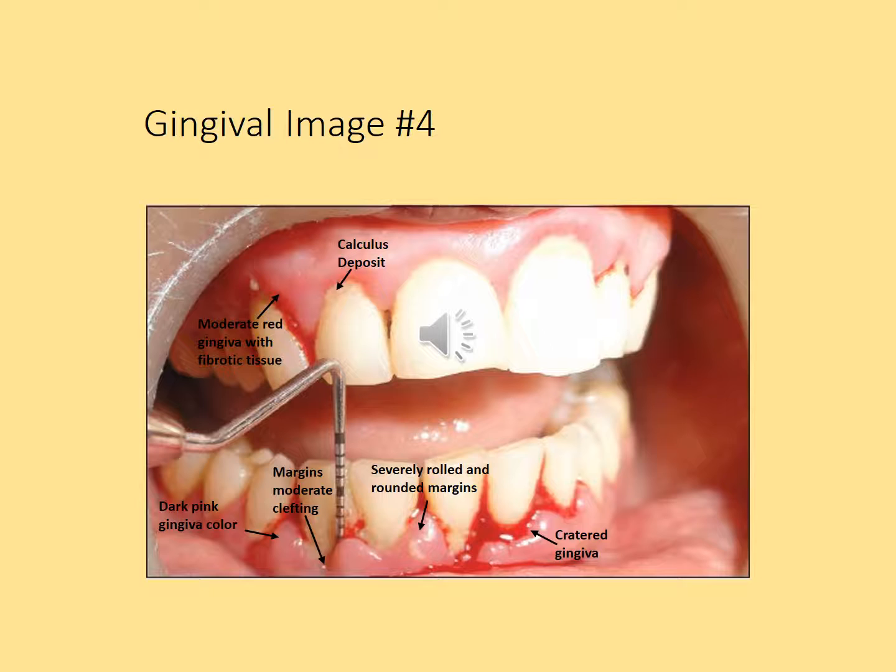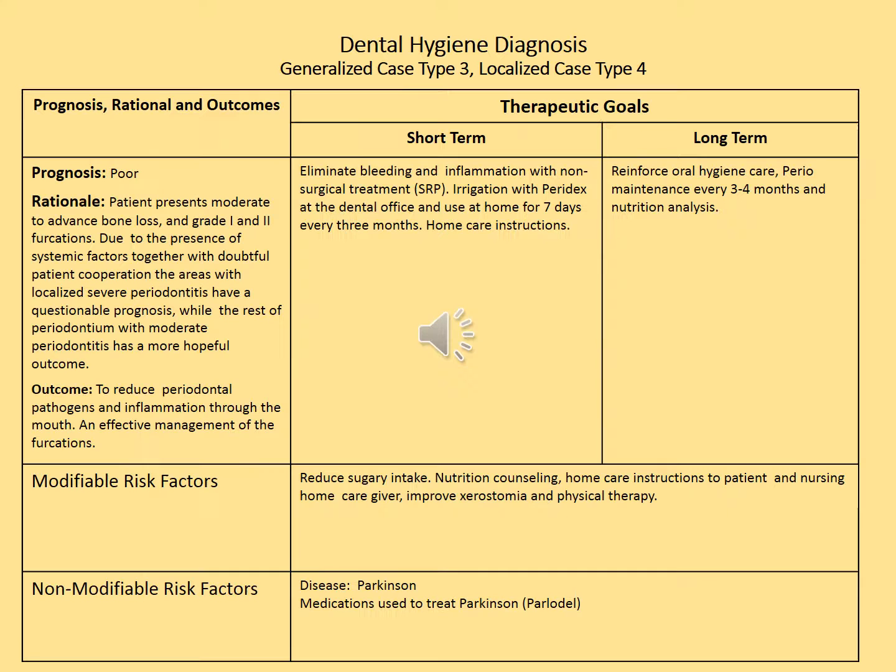In the last gingiva image, we can find calculus deposit, moderate red gingiva with fibrotic tissue, dark pink gingiva color, margins moderate clefting, severe vault and rounded margins, and crater gingiva.